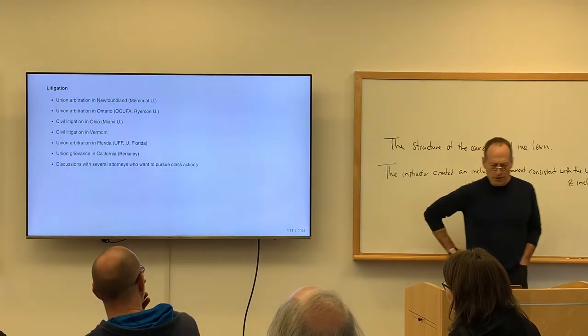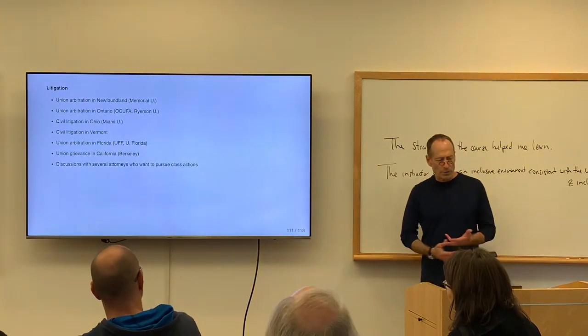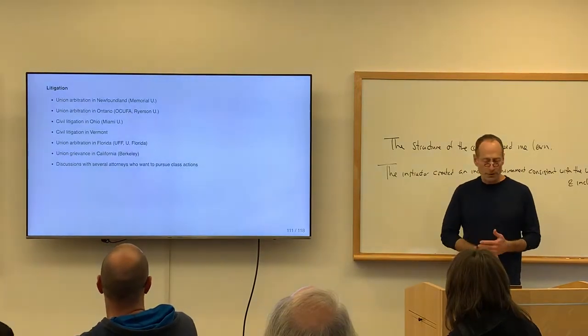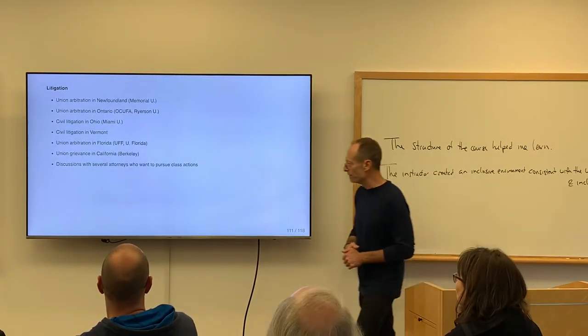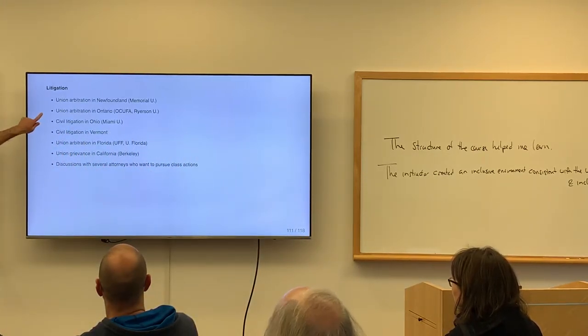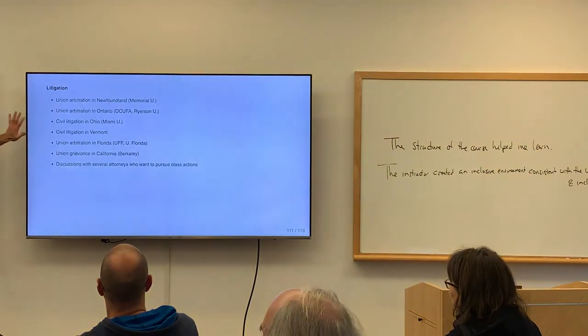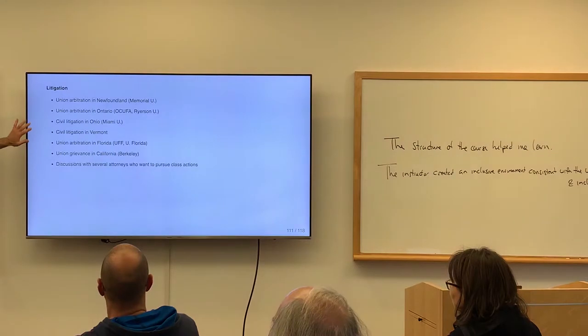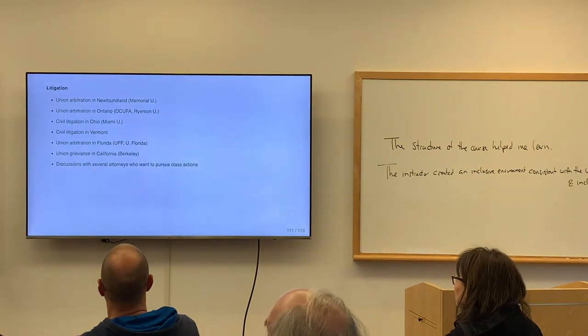All right, so, litigation. I know I should stop here. There are a number of arbitrations and lawsuits that have happened or continue to take place in various places, that I've been a witness in. At Newfoundland, this Ontario thing that I pointed out, civil litigation in Ohio, two female faculty suing the business school over salary discrimination, civil litigation in Vermont, a couple of union arbitrations in Florida. There are actually two of these. A union grievance in Berkeley, and then there's a number of attorneys who want to pursue class actions on behalf of women in particular, who are, what's the word I'm looking for?